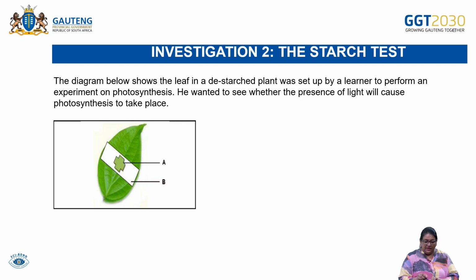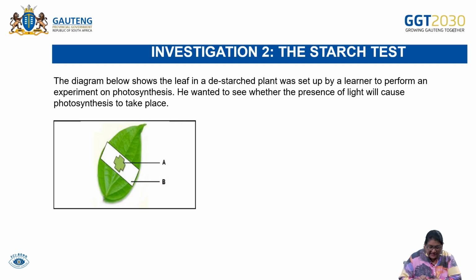All right, so here's the leaf. Now what they did was they de-starched the plant. They took it out of the cupboard after 48 hours. Now the experiment is starting. They're now going to expose the leaves of that plant to light. Okay, so what are they going to do here?